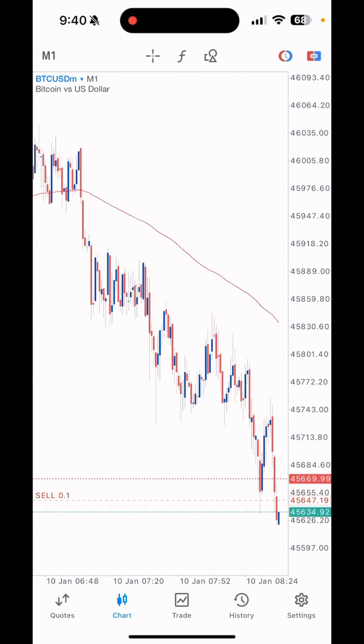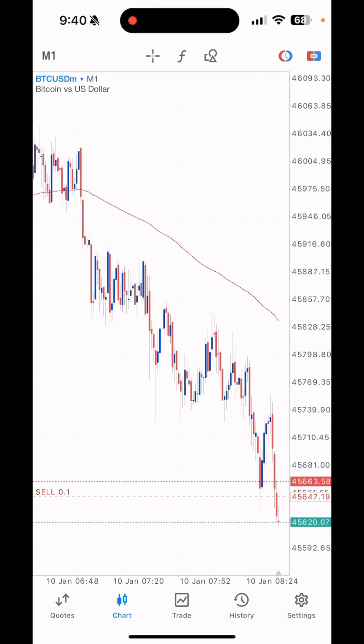So this is what spread is all about. In case you hear them talk about spread, this is what spread means.